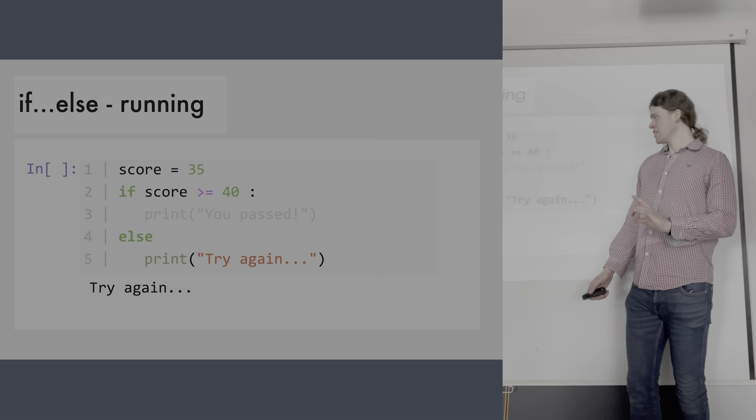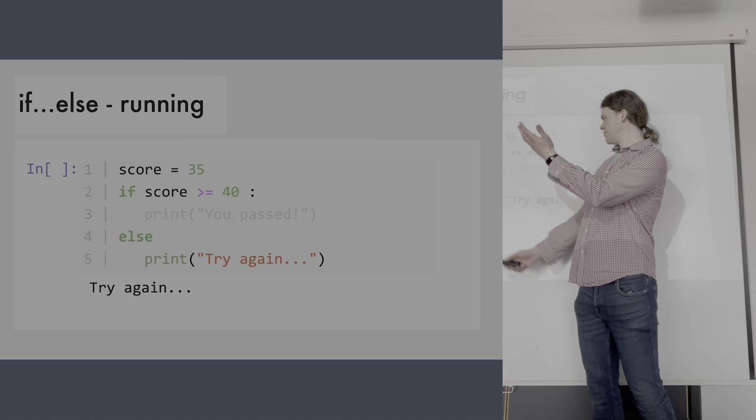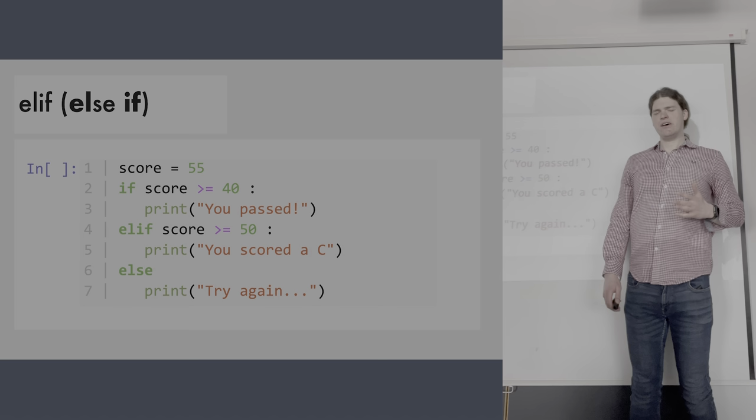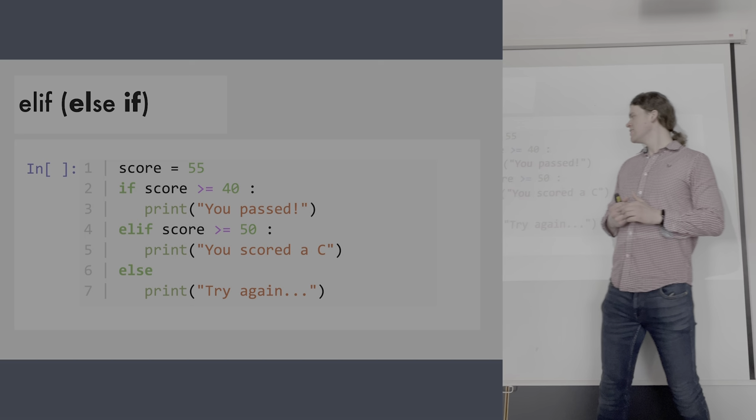So if it's true, run this. If it's not true, else, otherwise false, run something else. Okay, so there we go. That's if and else. Fairly simple, I hope. There's only one other part to add in, which is elif.